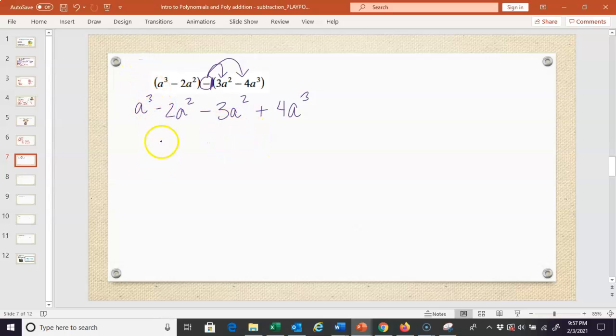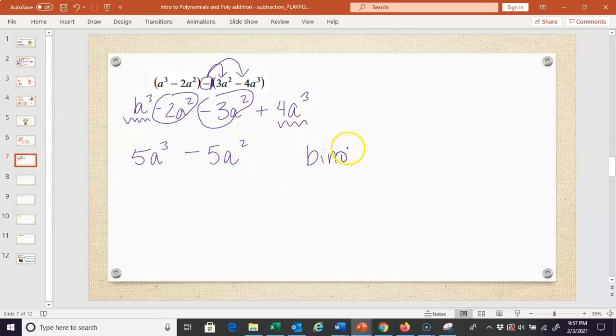Now we can go ahead and start combining like terms. So we have an a cubed plus 4a cubed. That's 5a cubed, right? 1 plus 4 is 5. And then we have a -2a squared minus 3a squared. That's a -5a squared. And that's it.